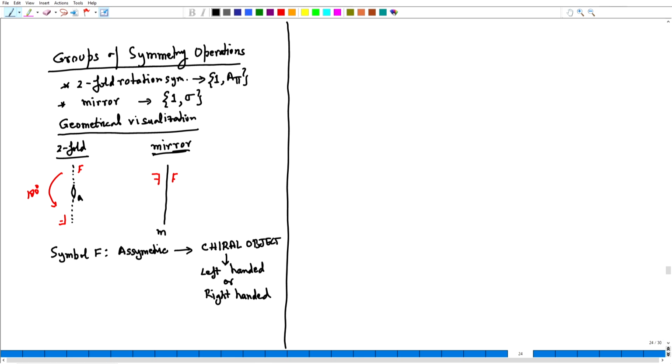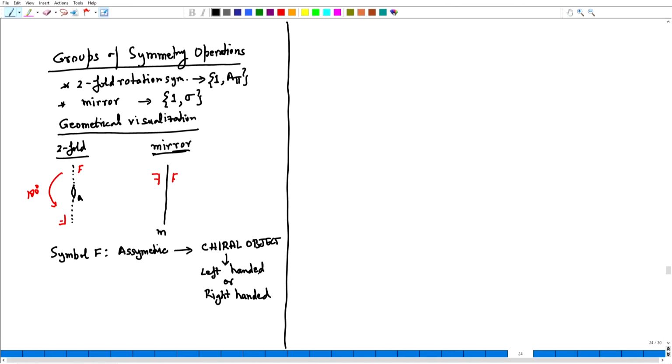I must also say that not all chiral objects are going to be asymmetric. A chiral object is asymmetric if it does not have the plane of reflection, nor does it have a center of inversion. If neither of these things are there, plane of reflection and the center of inversion, then that object will be chiral.